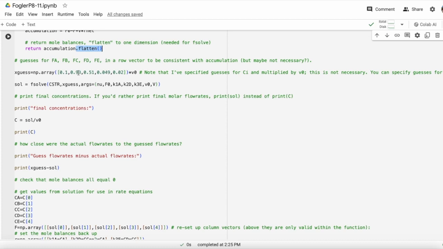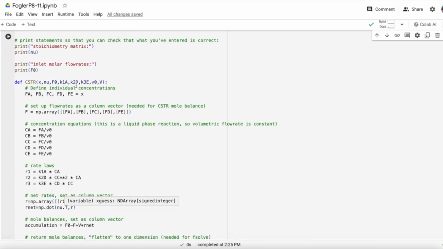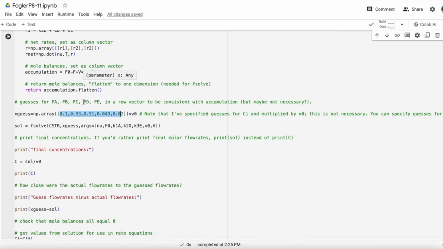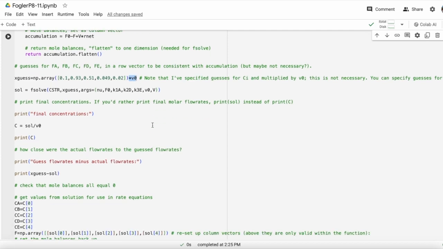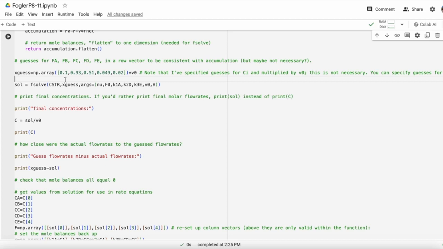Okay, so I want to pass this to fsolve. To do that, I need guesses for all of the different molar flow rates. So essentially, I need guesses for these 5 values. I've guessed here concentrations, and then I'm going to multiply this by the volumetric flow rate. That's going to give me molar flow rates. Alternatively, you could delete this piece here and guess molar flow rates in here. That would be fine. But what you're doing here is making a guess at what either the concentration or molar flow rate of species A, B, C, D, and E are exiting the CSTR.